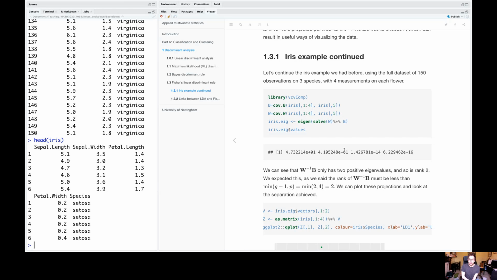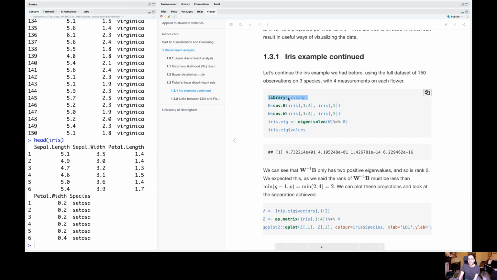So let's look at doing Fisher's discriminant analysis with the iris dataset. We're going to use all three species, Setosa, Virginica, and Versicolor, and all four covariates: sepal length, sepal width, petal length, petal width. And we'll do the analysis ourselves first.